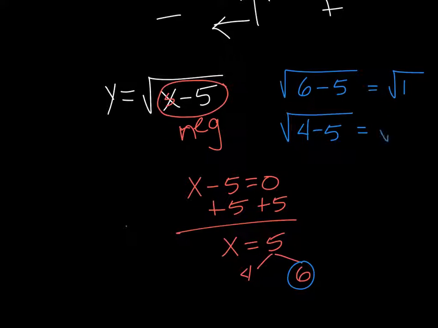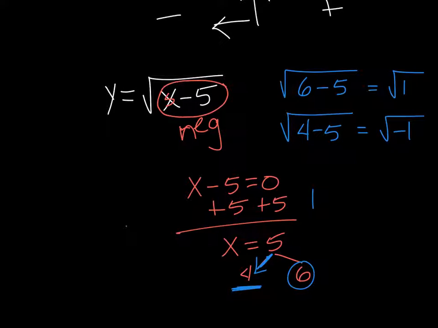4 minus 5, well, that's negative 1. That gives me a negative number. So 4 is a bad thing, which means I can't have numbers on this side of 5, and this side of 5 is smaller. So x cannot be smaller than 5, because then I would get negative numbers.